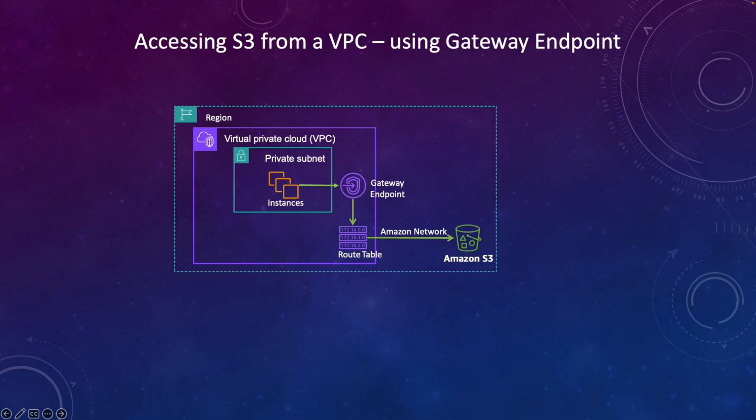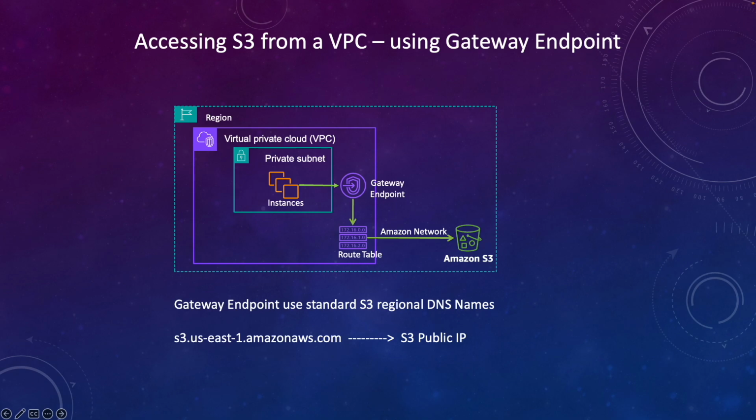This is the preferred or the suggested approach from Amazon if you're trying to connect to your Amazon S3 from your VPC. With a gateway endpoint, you can use standard S3 regional DNS names, which resolve to S3 public IP addresses.